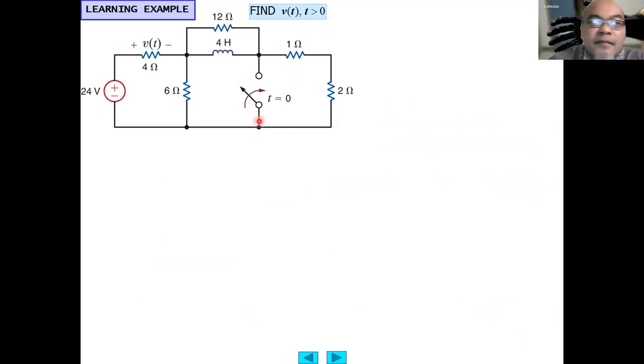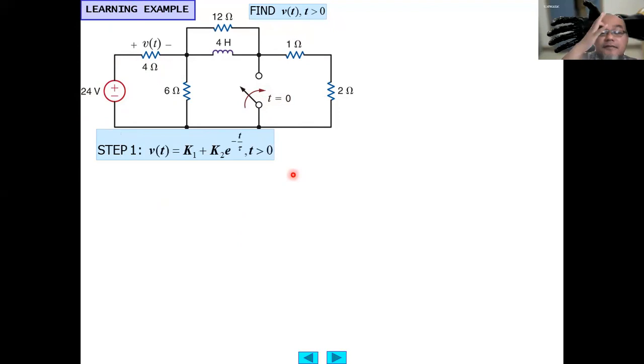Okay. Another example here. Now we have an inductance of 4 henry. Find v(t) at t larger than 0. This is connected like this. v(t) here is the voltage across the 4 ohm resistor. There is one voltage source, 24 volt. Initially it is not switched on, but at t equals 0, the switch is turned on.